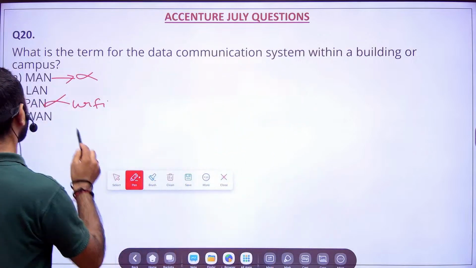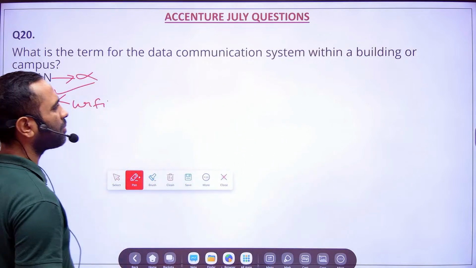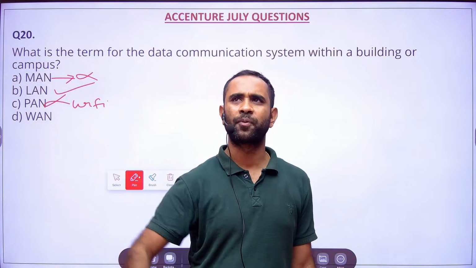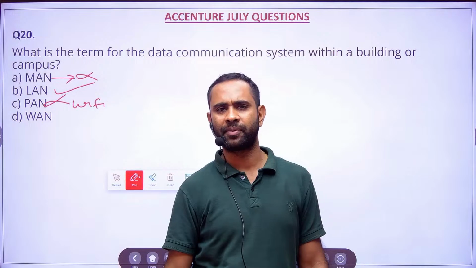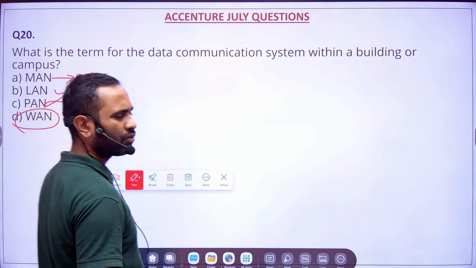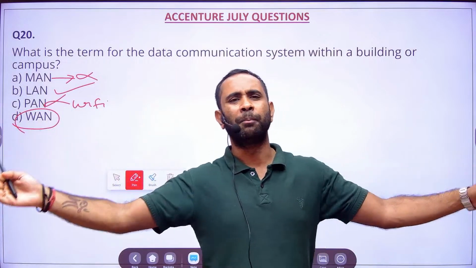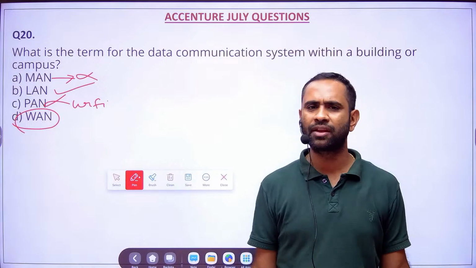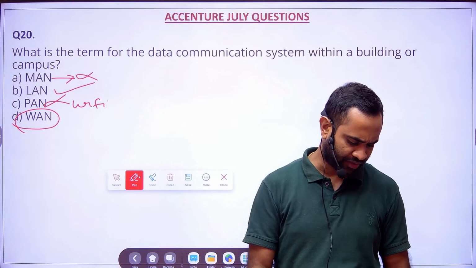And then local area network, friends. Basically you will be using it in a building, right? Suppose in your apartments you will be using it, right? Okay, local area network. And WAN is wide area network. Wide area network means when you are connecting multiple offices, when you are connecting multiple apartments, then you will be going for wide area network, right?